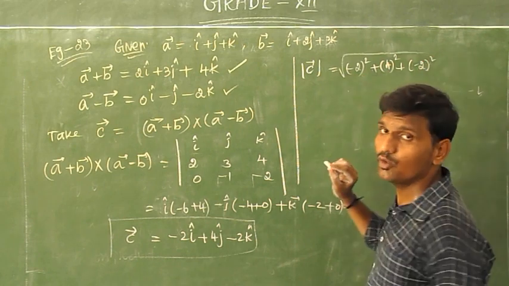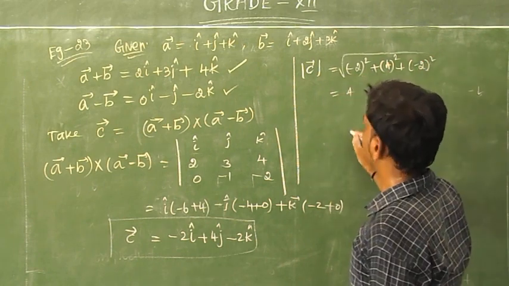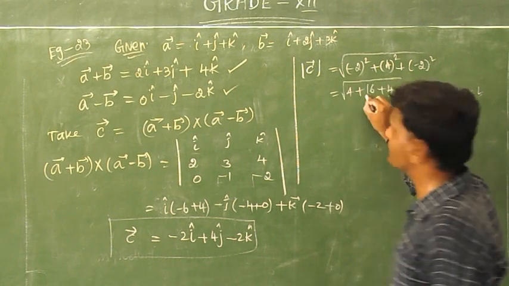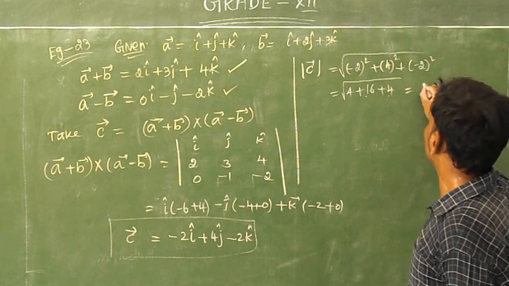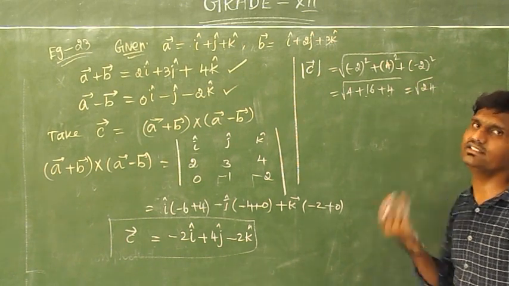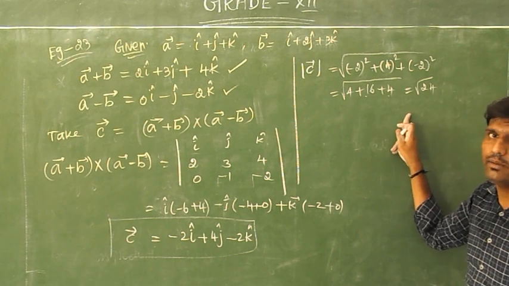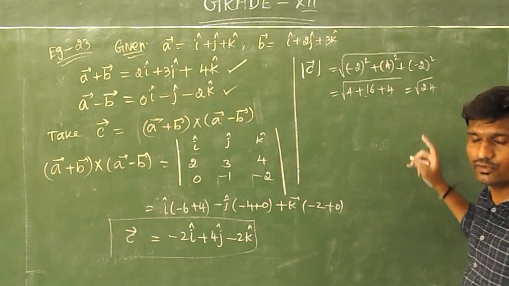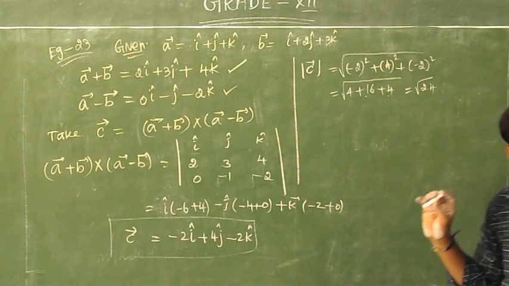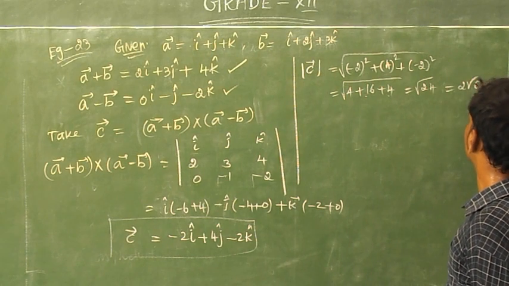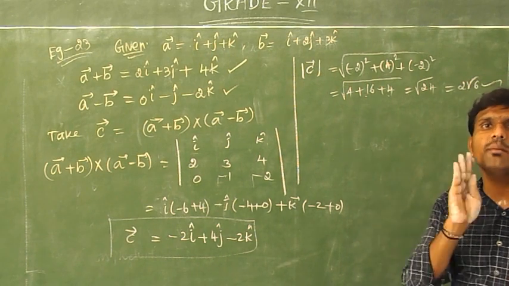So add this. What will come? 2 square 4 and 4 square 16. Again 2 square 4. Add this. 16 plus 20, 24. So square root of 24 is the answer, but we don't want to leave it the same. If it can be simplified, write the simplification. That's very good. So 6 4s are 24, so 6 into 4, that is 2 into root 6. So this is your magnitude.